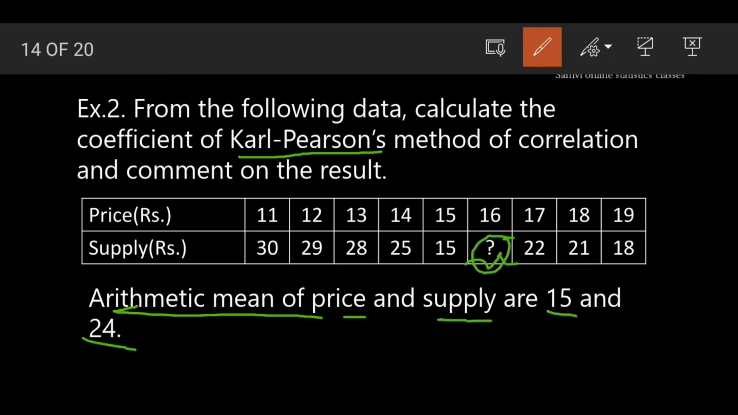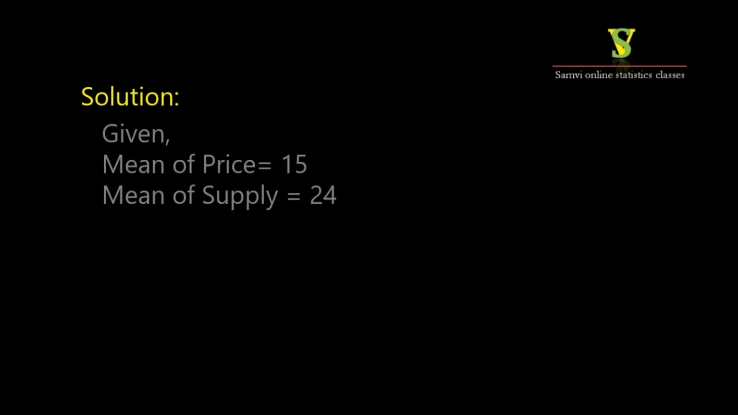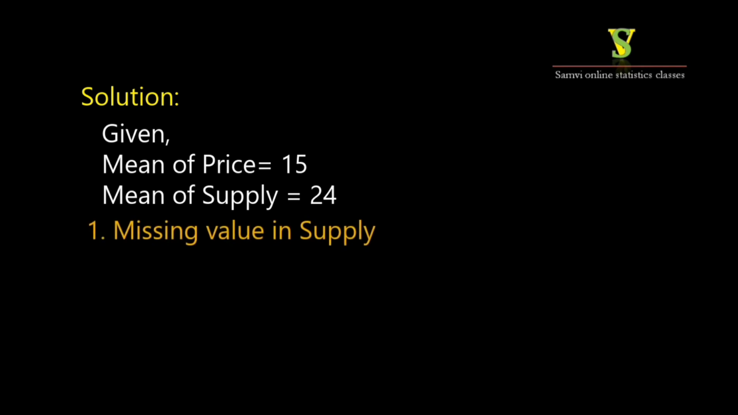So now you have to take the total of the supply. So how to find the total? 30 plus 29 plus 28 plus 25 plus 15 plus x plus 22 plus 21 plus 18. If I take the total, I'll get 188 plus x. In this example, they are given mean of price which is equal to 15, mean of supply which is equal to 24, and we have to find the missing value in the supply.